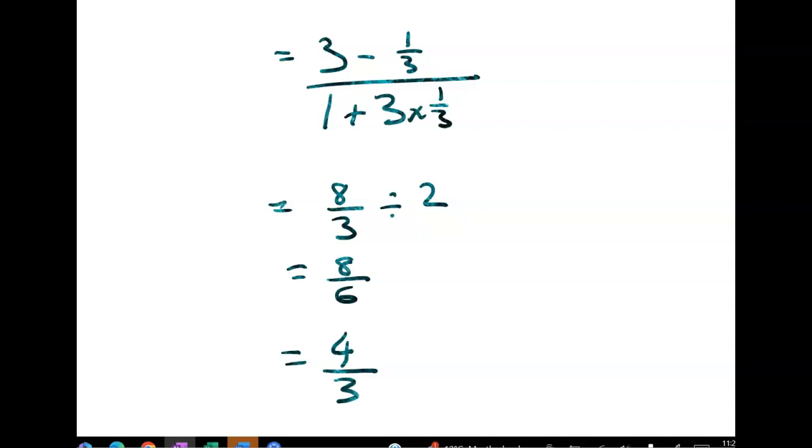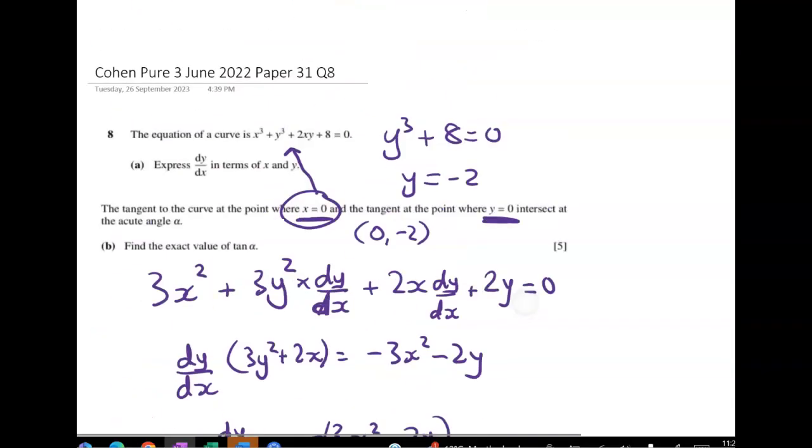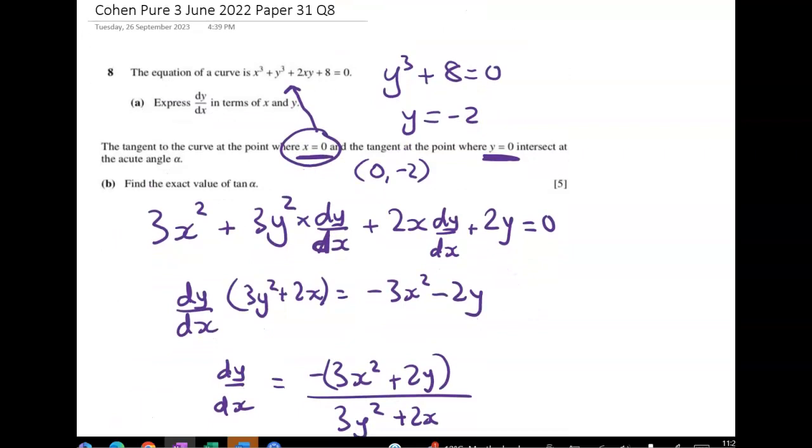So the key things in here that you need to have in your toolbox are this idea that the gradient of the line is tan of theta. You need to be confident with implicit differentiation, and you need to see the value in drawing a simple sketch to work out how you can link all of those ideas together.